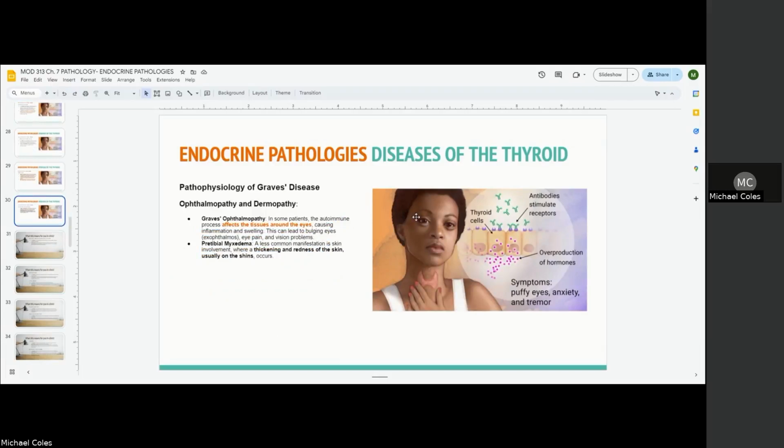And then you're going to notice the puffing around the eyes is a sign of Graves' disease. So bulging of the eyes because of those tissues. And then occasionally they're going to have thickening and redness of the skin, but it's typically on the front of the tibia, right, on the shin.